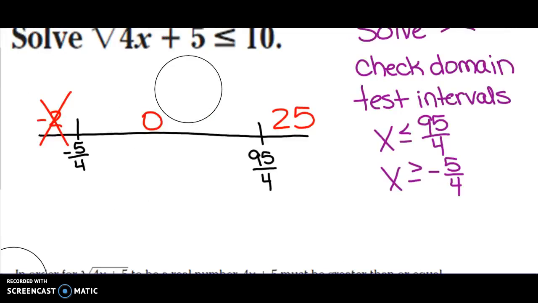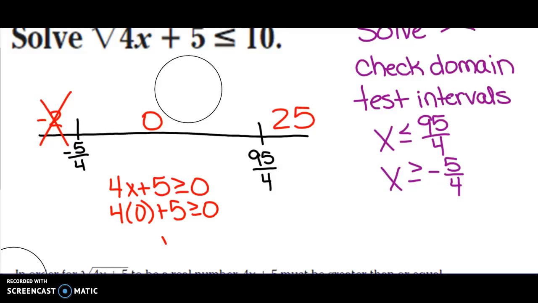Okay, I don't know what happened, and I don't know how much of that other stuff you had to see, me going through the screens, but somehow I got a big circle on my screen. I don't know how to get rid of it. So anyway, we were testing if 4x plus 5 has to be greater than or equal to 0. We already checked negative 2, so now we're going to check 0. So 4 times 0 plus 5, is that greater than or equal to 0? Yes, it is. So we'll keep that.